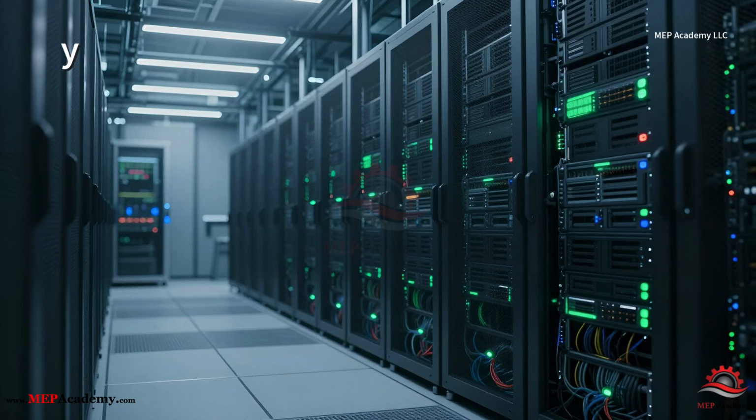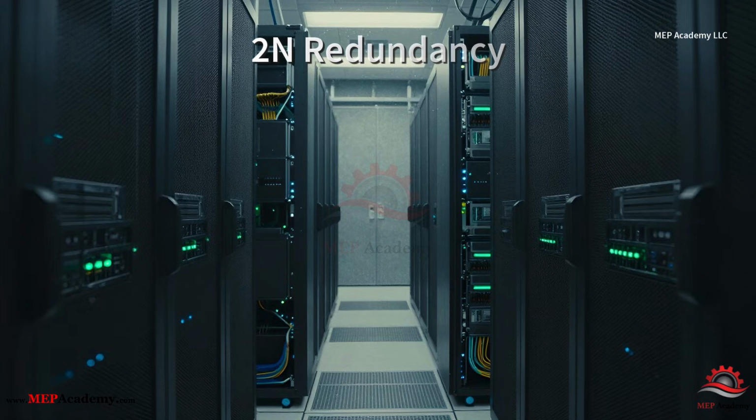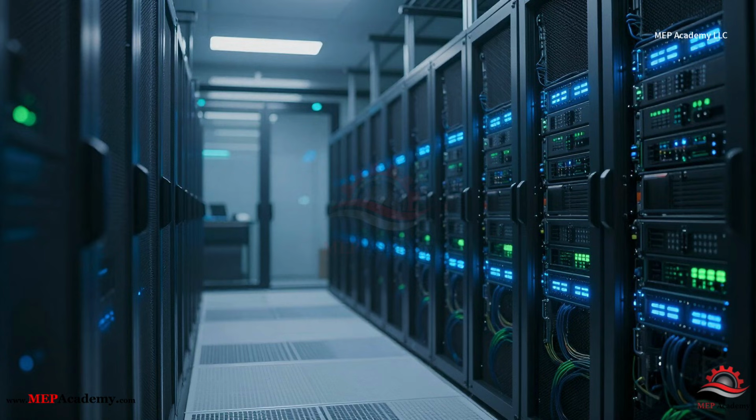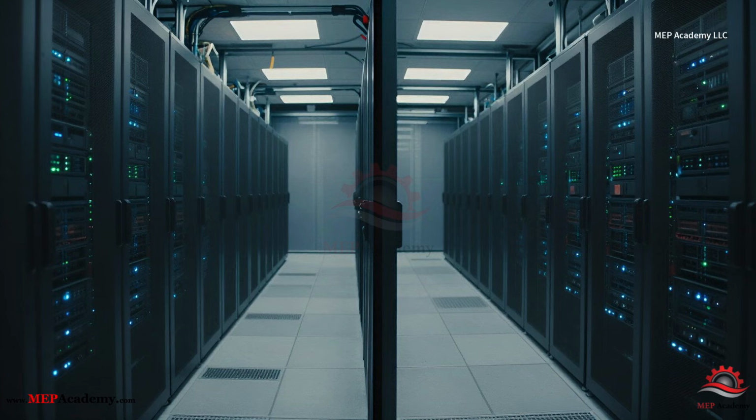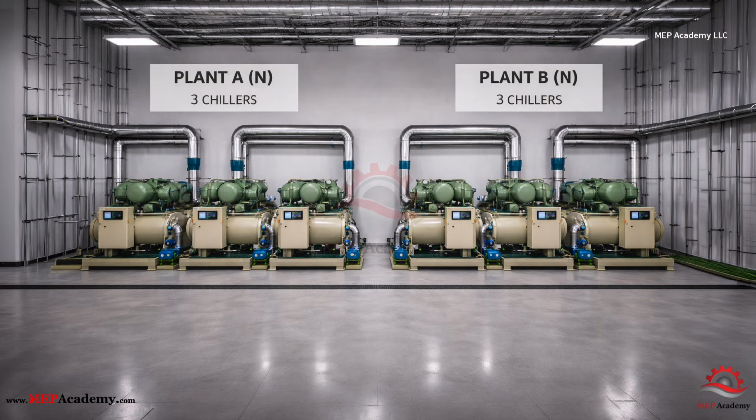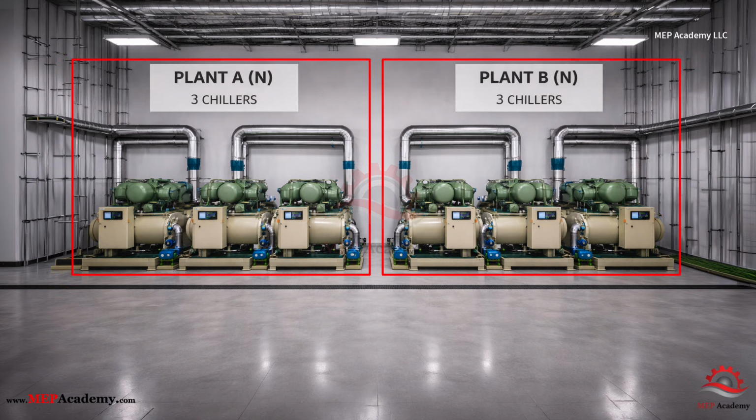A more advanced redundancy level is called 2N. In a 2N system, the data center installs 2 completely independent systems, each capable of supporting the entire load by itself. Instead of having one backup component, the entire infrastructure is duplicated. For example, imagine a facility that needs 3 chillers to cool the servers. A 2N design would install 2 separate chiller plants, each with 3 chillers. One cooling plant supports the IT load, while the second plant provides full backup capacity. If the primary system fails, the secondary system can handle the entire cooling demand.